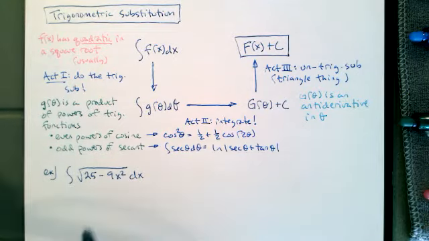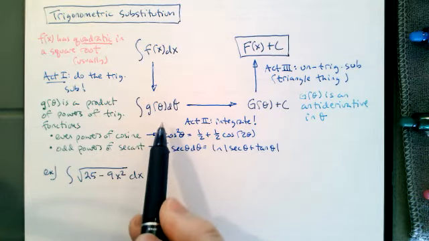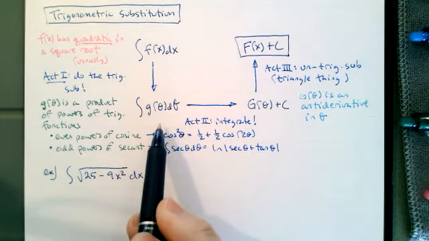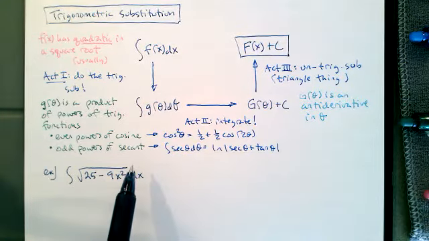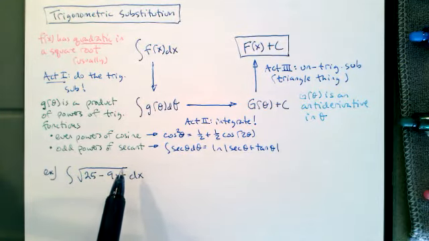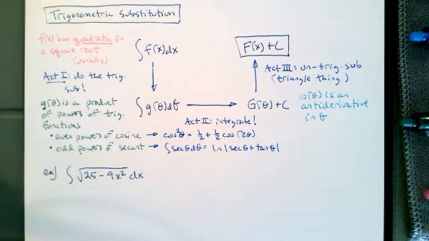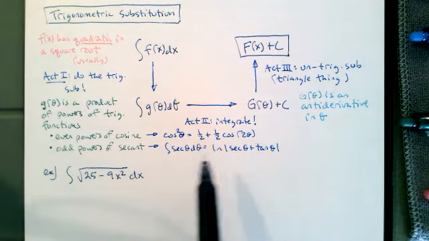The idea is to trade our integral in x for an integral in theta. The reason that we're going to do this is that we have this quadratic, which is two terms under a radical, and that's messy. We don't like that. I'd rather have one term under a radical because then we have ways out of that.